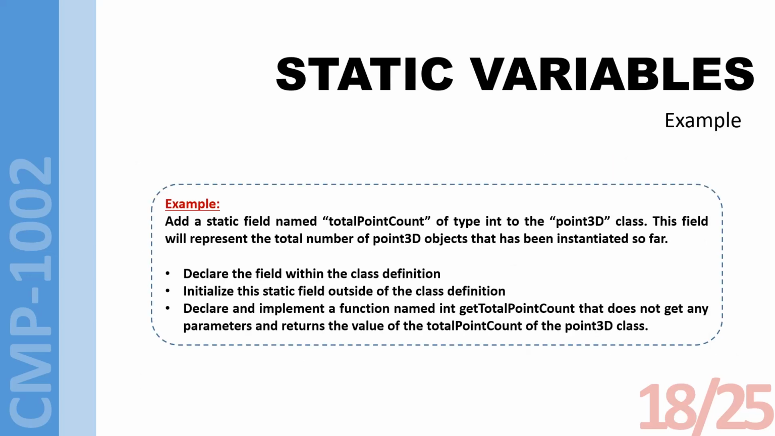A super simple example of such a use is when you want to have some information like how many objects have been initialized out of this class. For example, in this Point3D class, we may want to add a static field named total point count, and this field will represent the total number of Point3D objects that have been instantiated so far. So if a single Point3D object has been instantiated, then the value of this is going to be 1. But if there are 5, the value is going to be 5. From which object you access this, since it's a shared, static variable, it's going to yield the same result.